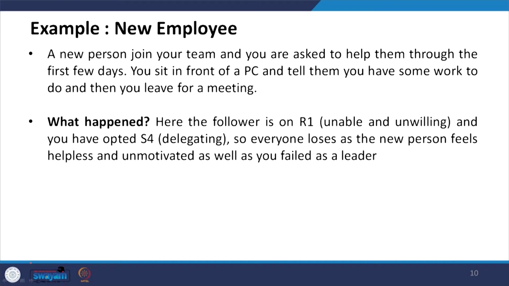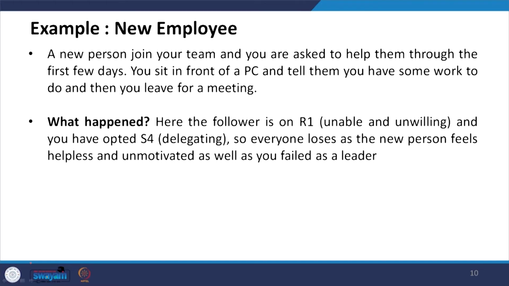So, whenever a new employee joins you, and you want to find out what the maturity level of this particular person is, you tell them you have some work to do, and then you leave for a meeting. What happened? Here the follower is on R1, unable and unwilling, and you have opted for S4, delegating. So, everyone loses, as the new person feels helpless and unmotivated, and you have failed as a leader.